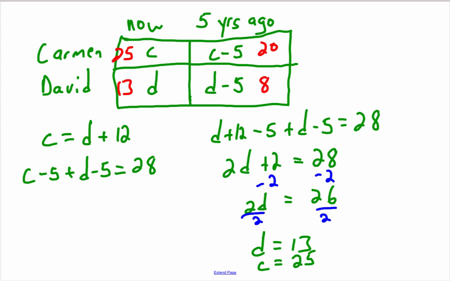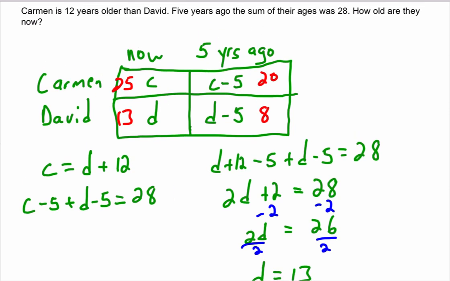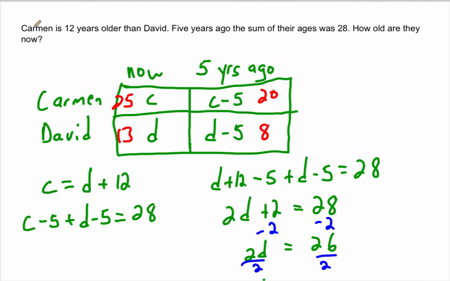Now I'm going to reread the words of the problem, see if what I believe to be correct is true. Carmen is 12 years older than David. That is true. 5 years ago, the sum of their ages was 28. Certainly, that's true. So now I know I'm correct. How old are they now? Well, Carmen, let's do that in red. So Carmen is 25. David is 13. No problem.